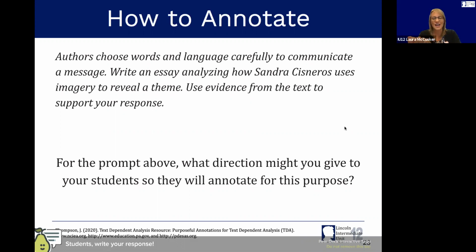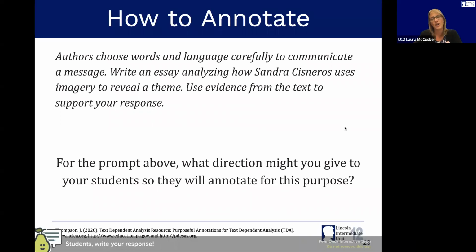Something came in the chat: imagery using senses. So you could ask students to underline examples of imagery. Love it. If you're not using the language of imagery, you could make that language more familiar to them.